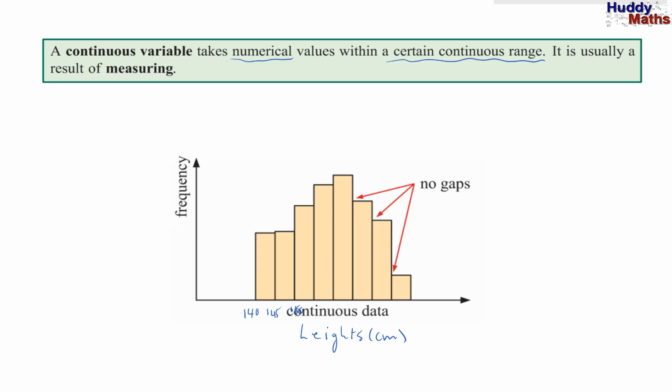You might have somebody 144.95 if you could measure it accurately enough. Okay, so we're going to talk about how to draw those graphs, and this data is usually a result of measuring something, not counting up the number of children in a family, but measuring a continuous variable. A continuous variable takes the whole continuous range of values from one end of the possibilities to the other. And the important thing is no gaps between them. This is called a histogram. A histogram is a column graph with no gaps, indicating a continuous variable.